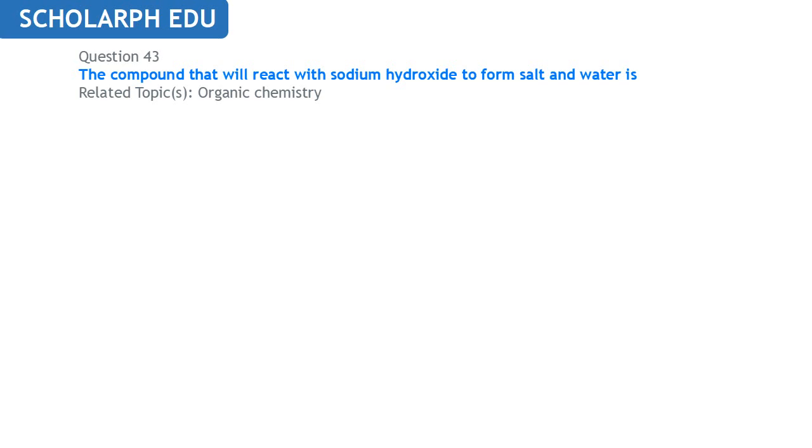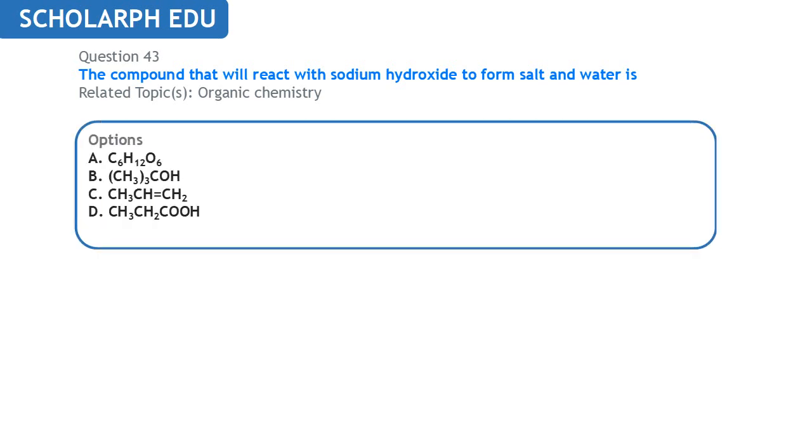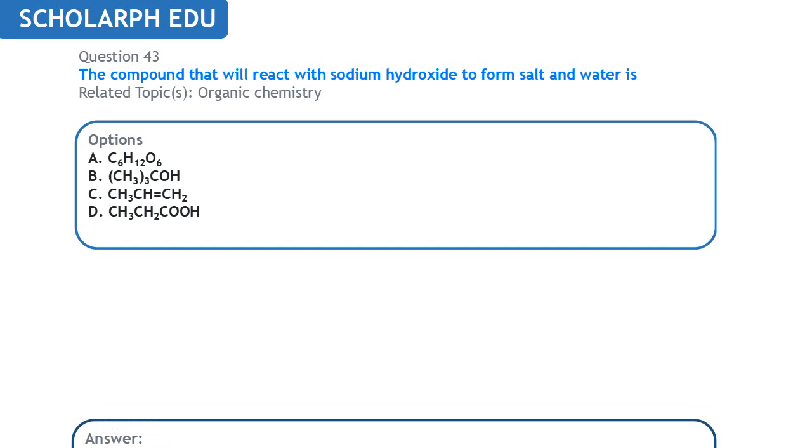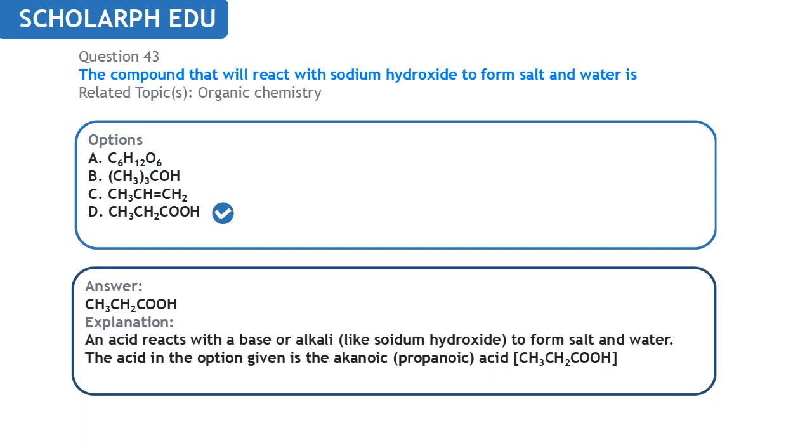The compound that reacts with sodium hydroxide to form salt and water must be an acid. Sodium hydroxide is a base, so the compound that will react with it to form salt and water must be an acid. Acids generally react with bases to form salt and water, and from the options here, the only acid that we have is this alkanoic acid. This is propanoic acid, so it reacts with the sodium hydroxide as an acid to form salt and water.